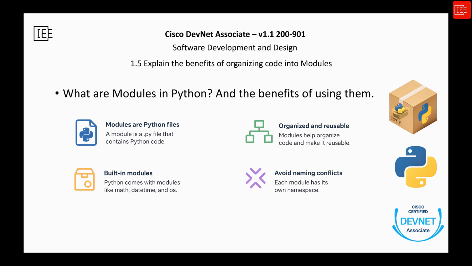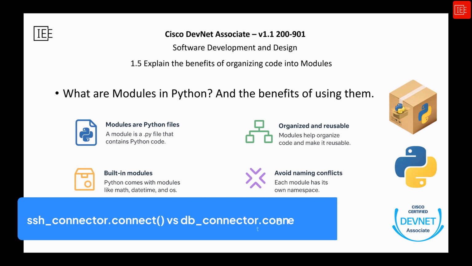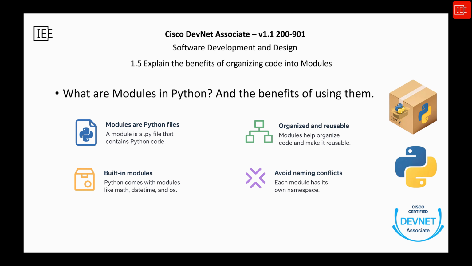So without modules, that can be confusing and a little bit dangerous. So with modules, you can keep them separated and clear. For instance, you've got SSH connector.connect versus DB connector.connect, as you see on the screen. The module name acts like a label, making it obvious which piece of code you are calling. And finally, modules open the door to the entire Python ecosystem.